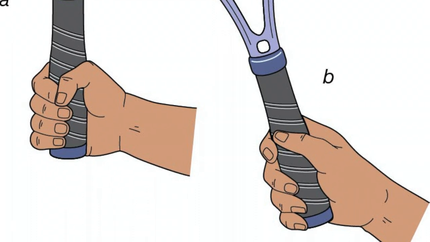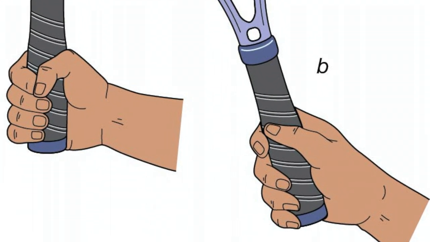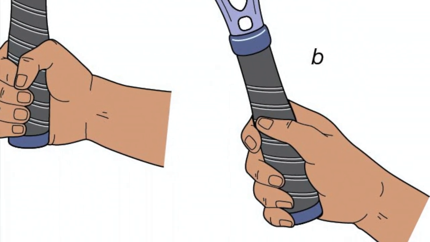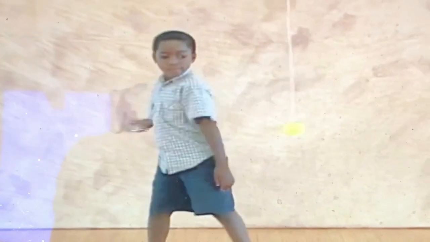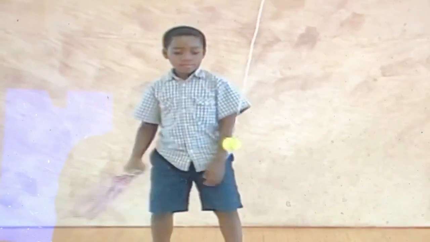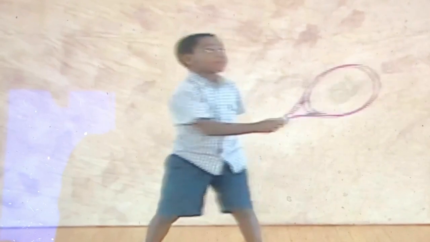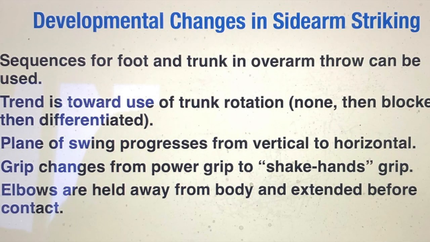Educators can promote the use of the shake hands grip by giving children striking implements that are an appropriate size and weight. From directly in front of the child and at a safe distance away, you can observe the direction of the step, the plane of the swing, and arm extension. From the side, you can check the step, the trunk rotation, and the extent of the swing.